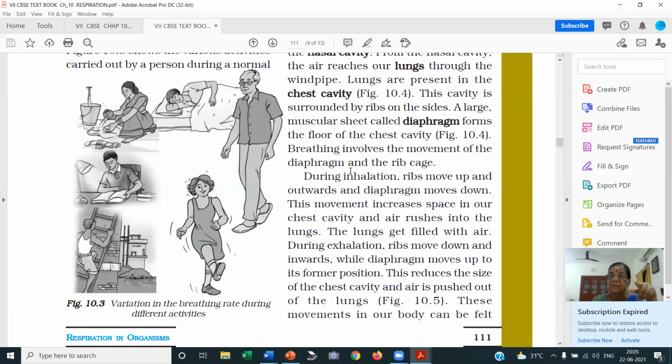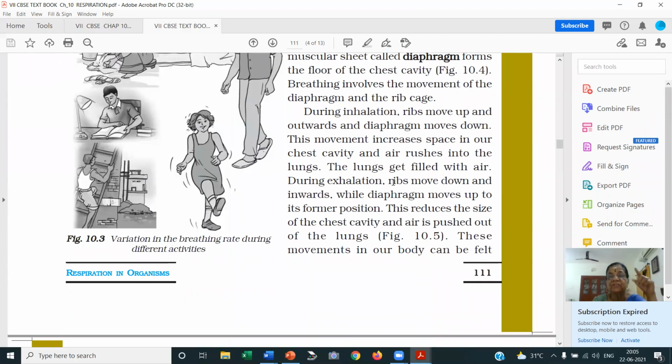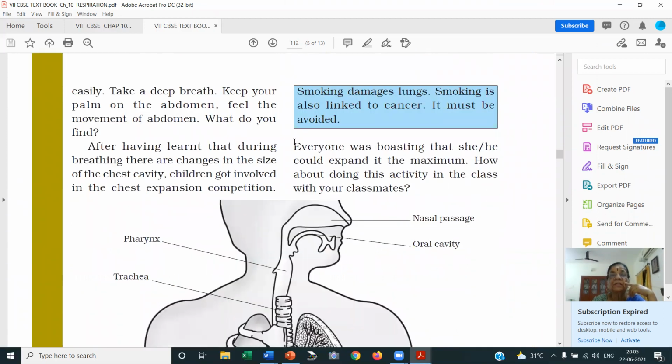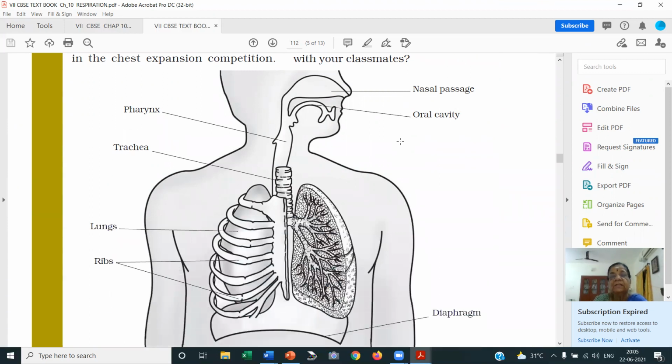Then the process of respiration has been explained. I haven't read it out, just go through it. Then smoking damages lungs. Smoking is also linked to cancer, so it should be avoided. Then the textbook diagram, structure of human lungs. I hope you follow.